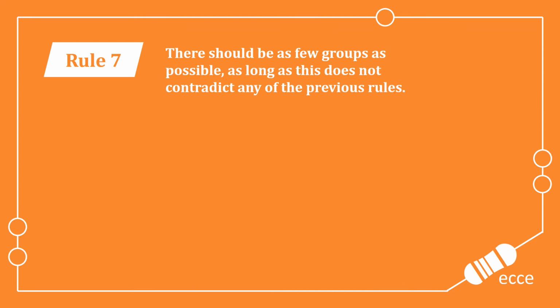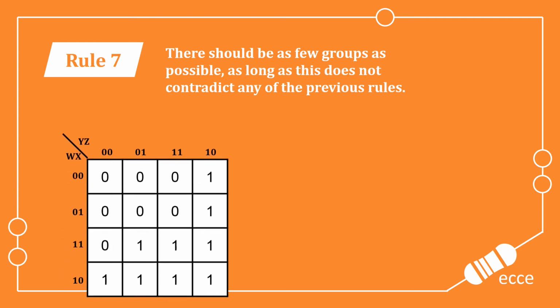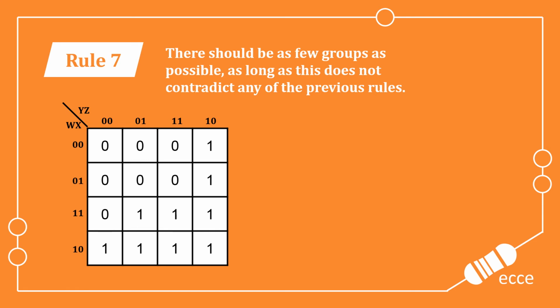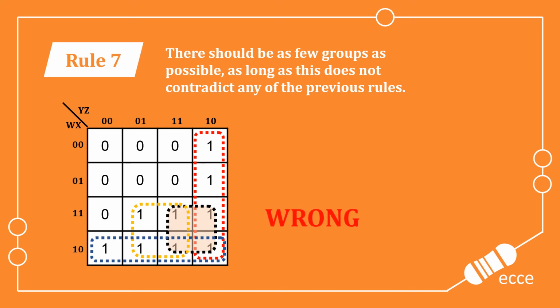Rule 7. Last rule. There should be as few groups as possible, for as long as this does not contradict any of the previous rules. For instance, we are given such map. We can first group the 4 ones below in a blue box. Also, we can use a red box to group the 4 ones on the rightmost. Similarly, we can use a yellow box 2 by 2 to box the 4 ones in the middle below. Now that is enough. It already covered all the ones. If we add another box, say a 4th black box, that will be redundant and wrong.